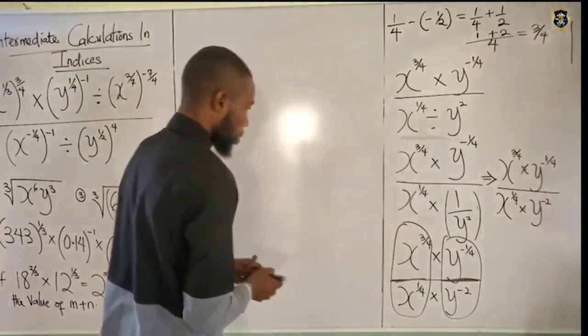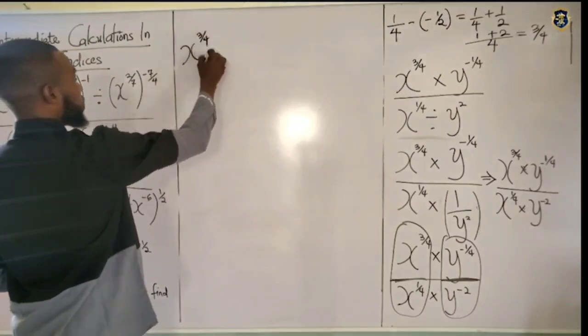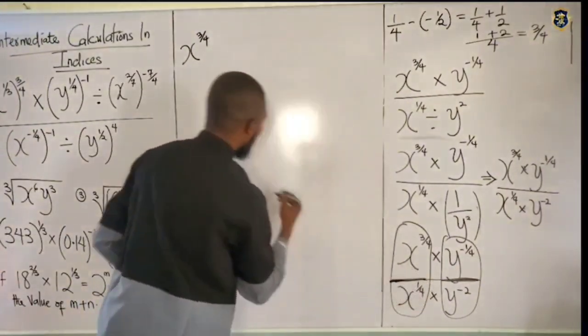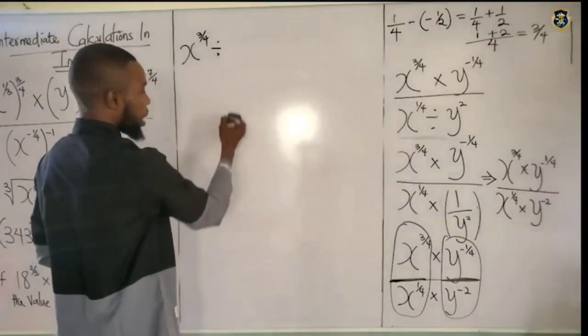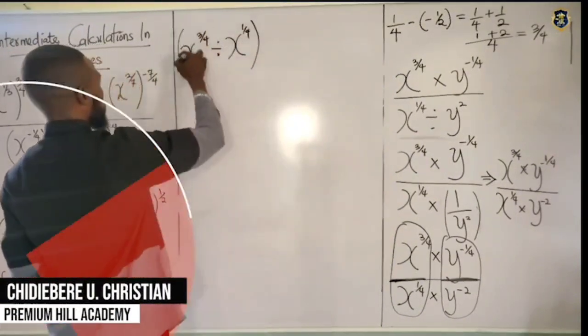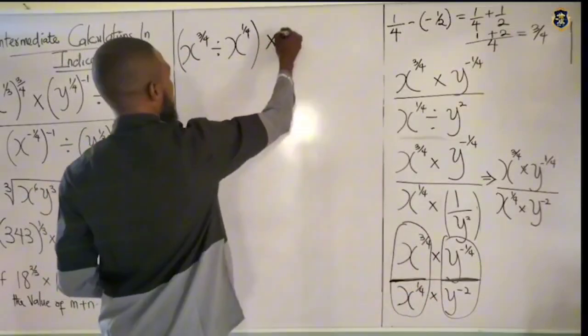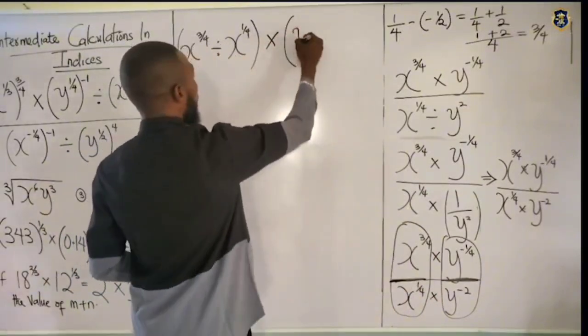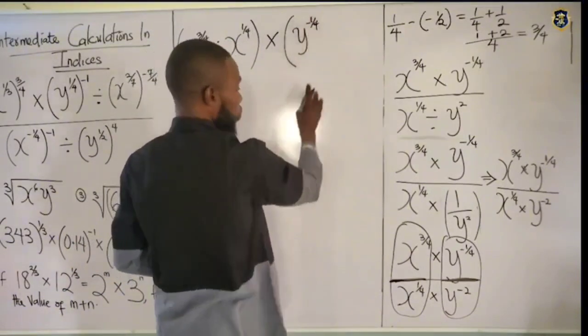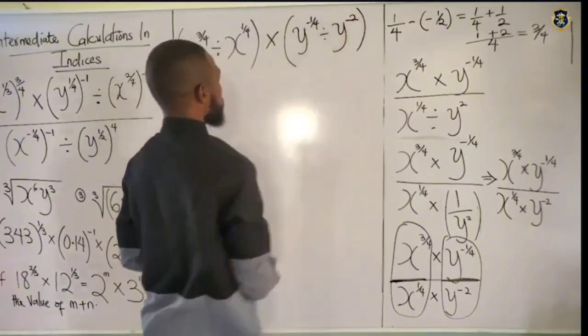From here we can say it is x raised to the power 3 over 4, divided by x, that's the denominator, raised to the power 1 over 4. Let's put a bracket to it, right? And then with this and this, they are at the same time. So let's just say it is times, open bracket, y raised to the power minus 1 over 4 divided by y raised to the power minus 2.